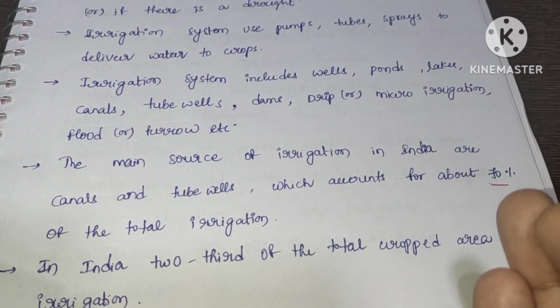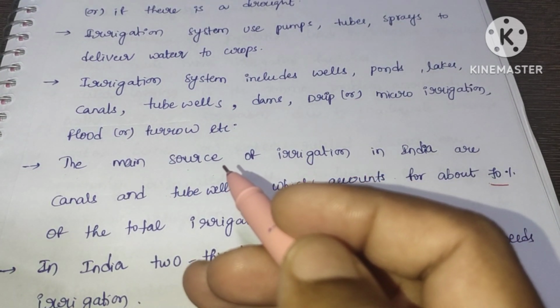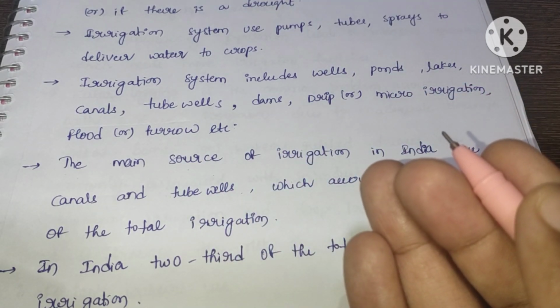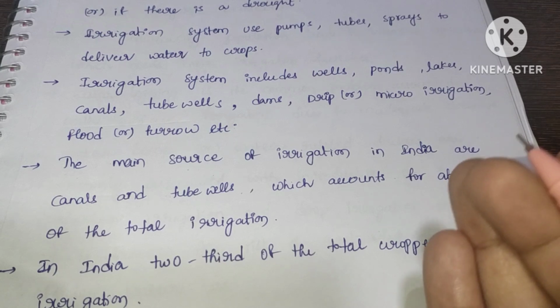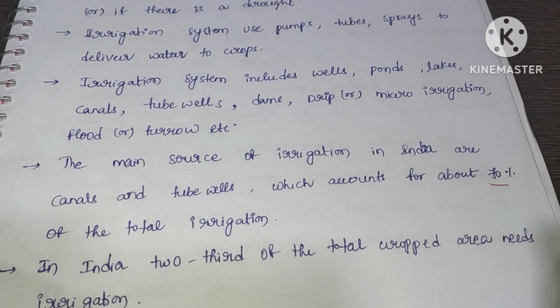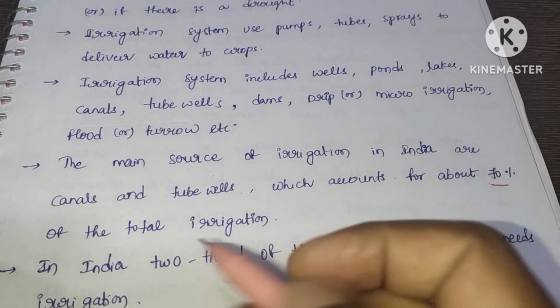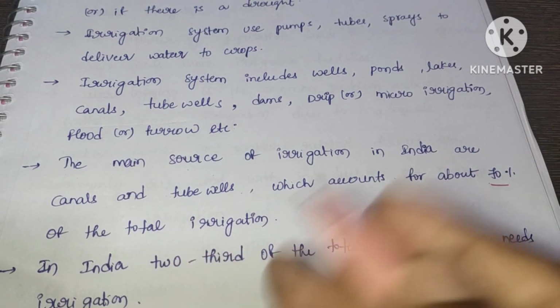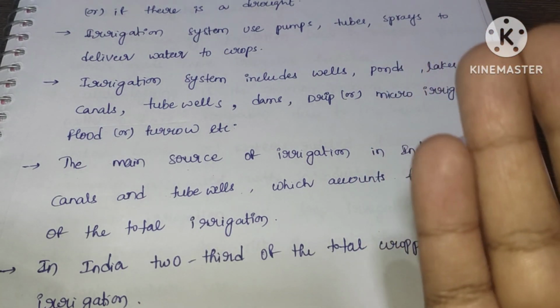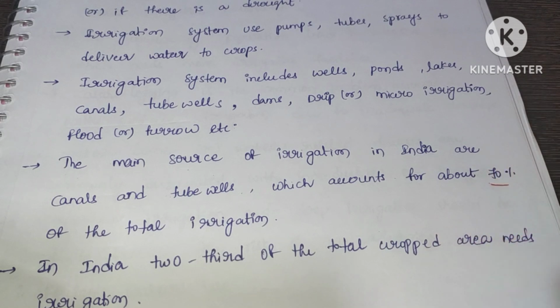Why? Because, as I have already told you, there is not enough rain, or rainfall is irregular, or there is a drought, so we have to go with irrigation definitely. So in India, 2/3 of the total cropped area needs irrigation because of uneven rainfall, isn't it? Rainfall is irregular in India, so we have to go with irrigation.